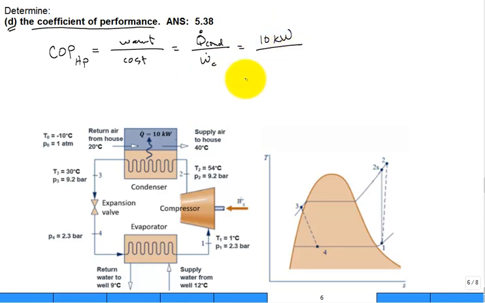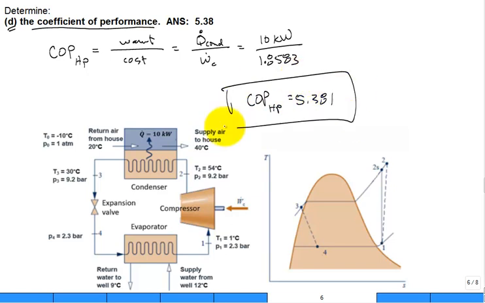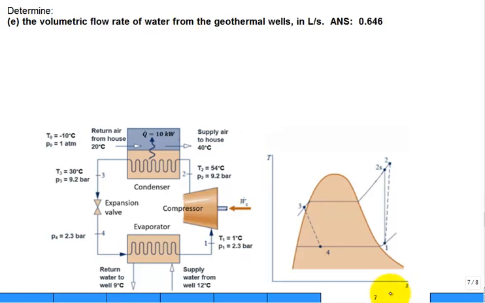And we just said, hey, that's going to be 10 kilowatts. And the power to run the compressor, we just calculated to be 1.8583. So the COP of the heat pump comes in at 5.381. So 5.38. So if this was only electric resistive heating, you would have a COP of 1. But here you're getting 5 times more heat into the house for the same amount of electricity you're purchasing. So that's pretty good.